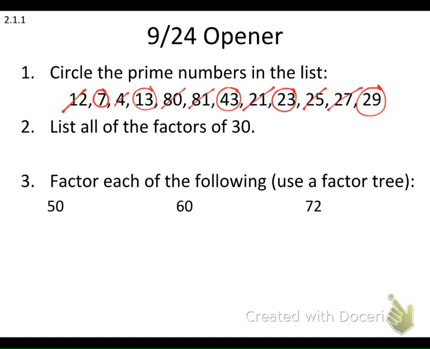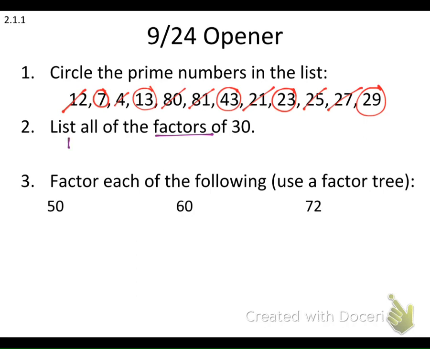You're going to have to know the difference between prime and composite numbers. So number 2 says list all the factors of 30. Now remember, factors are 2 numbers that we use and we multiply them together to get the product of 30. So I always do it in order. It just makes it easier so we're not jumping around. So we're going to list all the factors of 30.